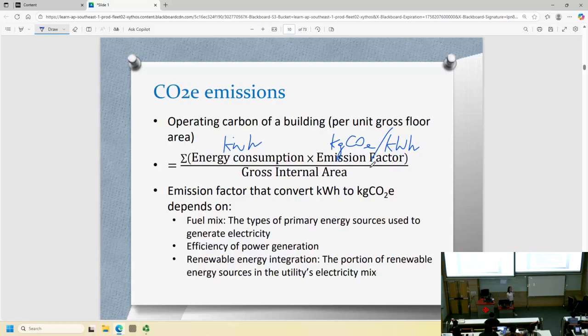So for Hong Kong, I think the CLP emission factor is 0.3 something. And for HEC, the emission factor is 0.5 something, which is higher than that of CLP, because CLP imports electricity from Daya Bay power plant, which is a nuclear plant. So it results in a lower emission factor for CLP.